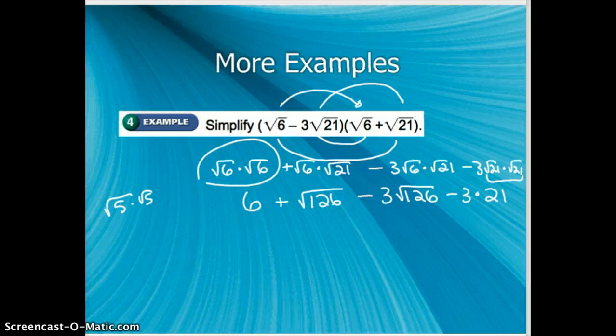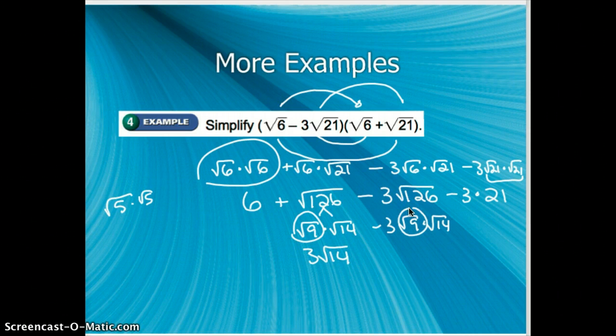So I would probably go ahead and simplify my root 126. I'm going to look for any perfect squares that go in there. 9 goes in, so I'm going to do that. If I divide 126 by 9, hopefully I get 14. Let's see. Yeah, 14. So it's going to be root 9 times root 14, minus 3 times, again, root 9 times root 14. We know root 9 is 3, so that's 3 root 14. This, again, 3 root 14. So this is 3 times root 14, so 9 root 14.